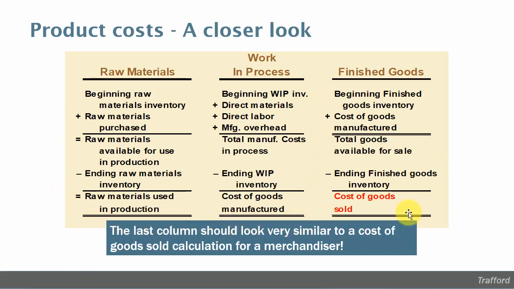These two inventory flows are considered to be a cost of goods manufactured statement. This column, finished goods, is basically the cost of goods sold statement. They're just rearranged a little bit differently.